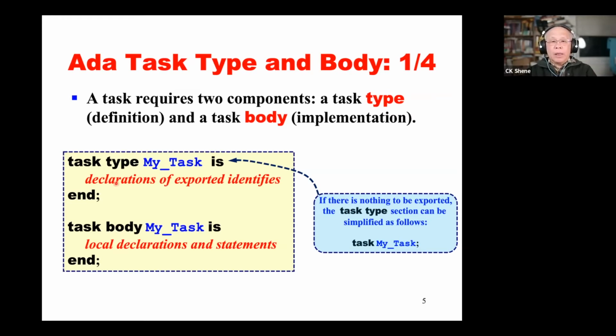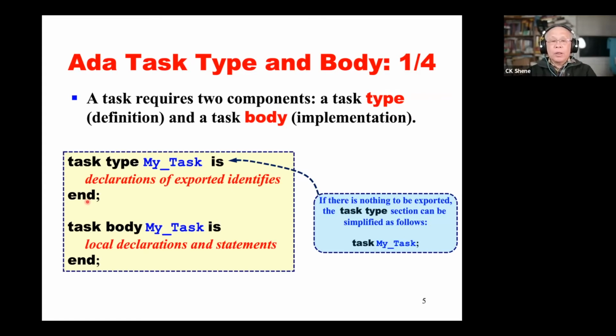If a task has nothing to export, which in general is very rare, the task type section can be simplified like this. We just have task, my task, without type, without is, without this declaration, and the end.